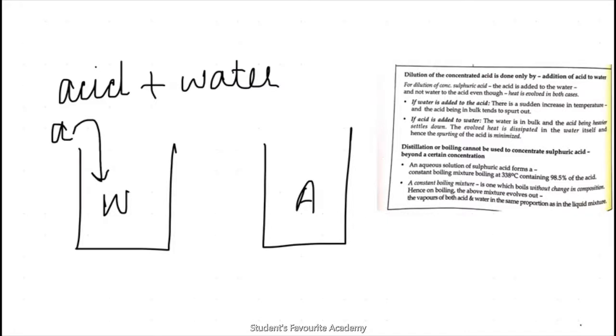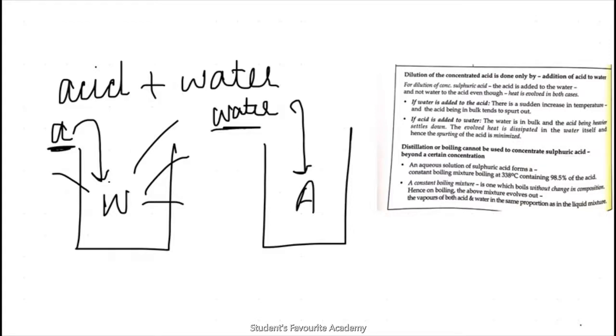See, there is a sudden increase in temperature, and because of that temperature, this water tends to just sprout out. You know, there is a sudden reaction from the water, it starts coming out. So that is why acid is added to water. Now what happens if you are adding water to acid? Now this acid will start spurting out, and if it starts spurting out, there are chances that you will get an acid burn. So this is the reason why we always add acid to water and not water to acid.